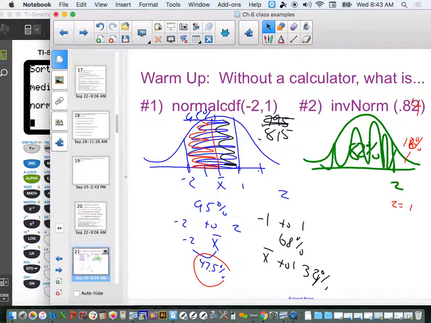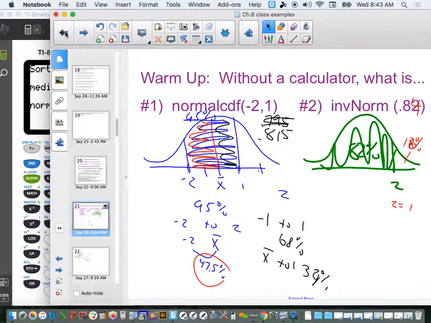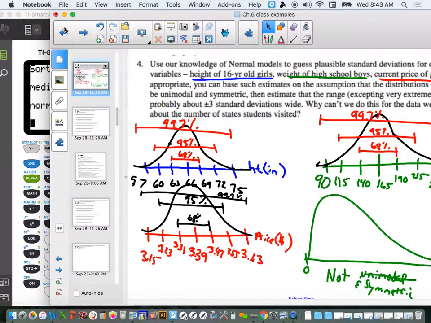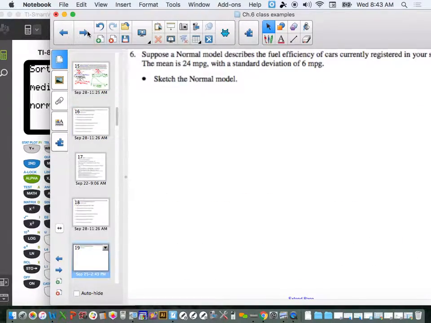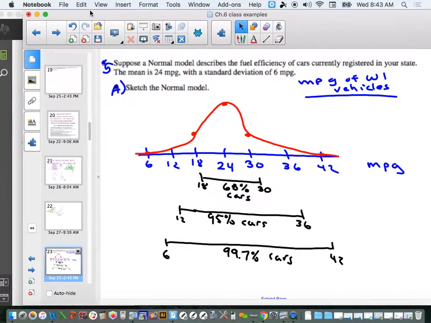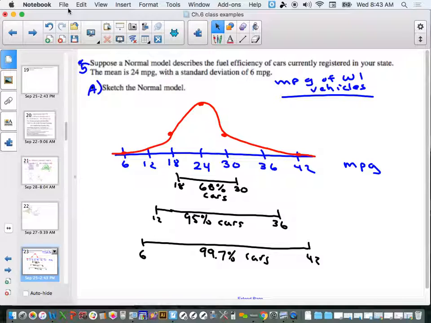All right? So let's go back to our class examples. We did 5A yesterday and 5B. So we were talking about the fuel economy of cars. So if we look at the 99.7 rule for Part A, fair enough to say almost all cars get between 6 and 42 miles a gallon. That's assuming the fuel economy of cars is normally distributed. Maybe it's not, I don't know.